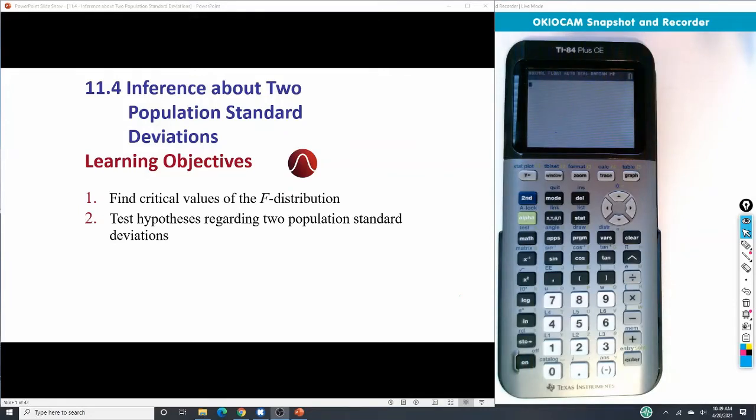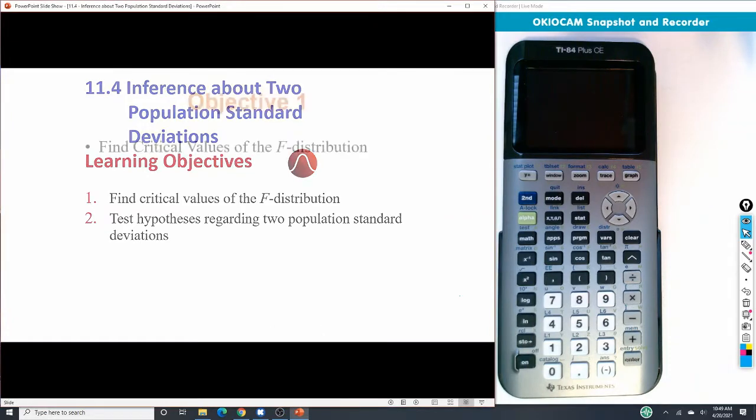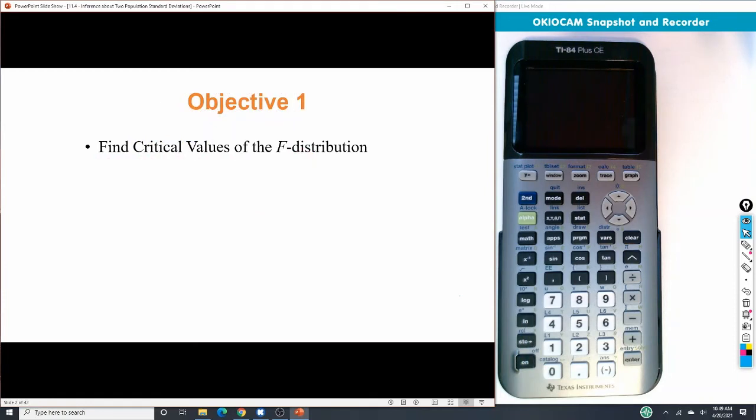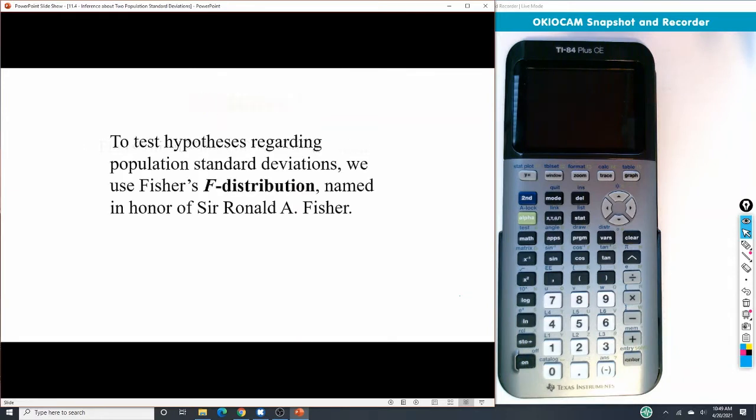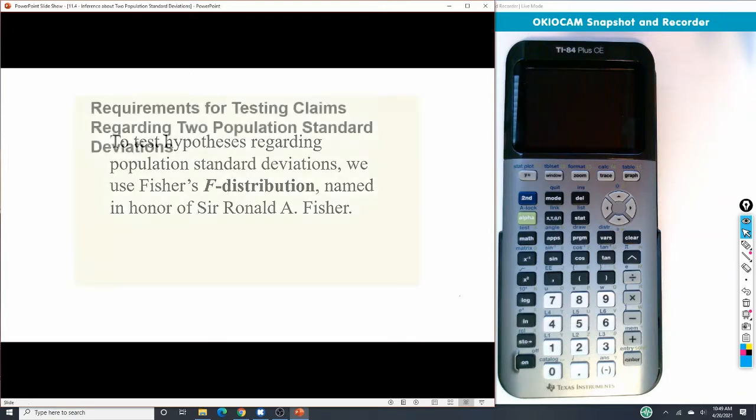All right, 11.4 inference about two population standard deviations. So just like we've been doing, we go through all of our pieces here when we're looking at proportions, means, and standard deviations. First of all, when we're doing this, we're going to have to look at what we call our F distribution. So we have a new chart with these, and so we have what's called the F distribution.